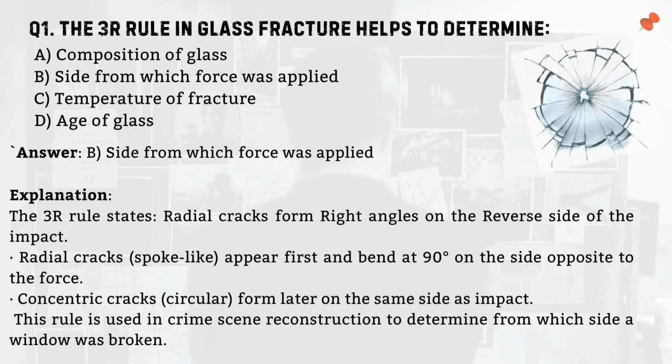Now let's begin with the MCQs. First, the 3R rule in glass fracture helps to determine: answer is B, side from which force was applied. So in glass fracture, radial cracks originate at the point of impact and form right angles on the reverse side. Now this crack's geometry allows forensic experts to determine the direction of force application.